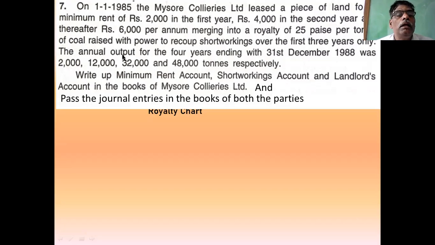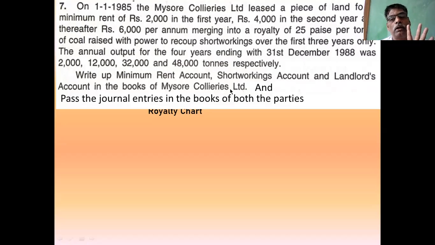And the annual output for the 4 years is given for you people. First year output, second year output, third year, fourth year, means 85, 86, 87, 88. You see here, write up the minimum rent account, short working account, and landlord account in the books of Mysore Galleries Limited, the lessee. They asked to prepare only 3 accounts.